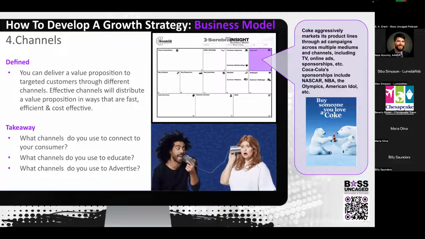A key takeaway from this one, I want you guys to think about your channels as a functionality. What channel are you using to educate? What channel are you using to advertise? What channel are you using to just communicate? And figure out, are those channels actually working for you? If they're not working for you, you're not getting conversions, then you may be using the wrong channel, or you may be communicating with the wrong individuals on those channels.